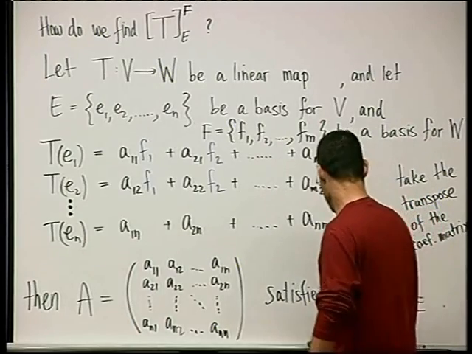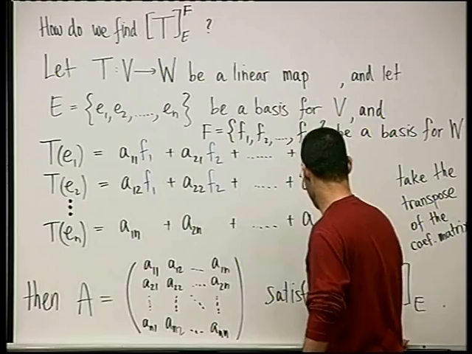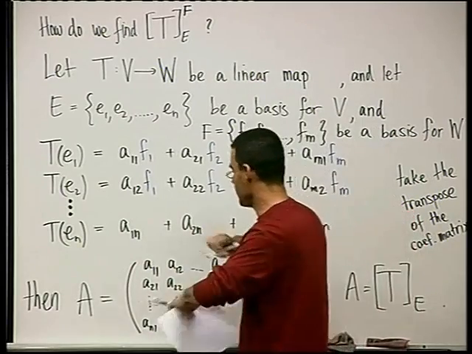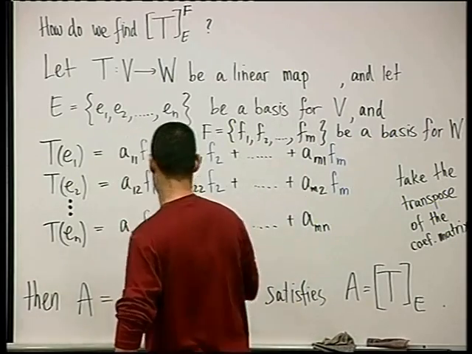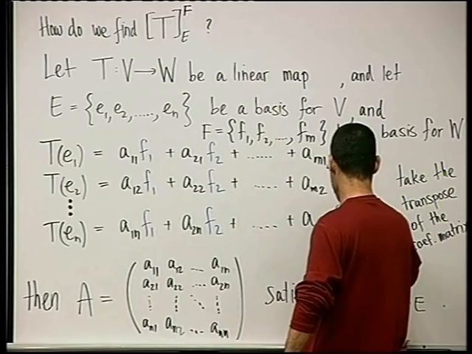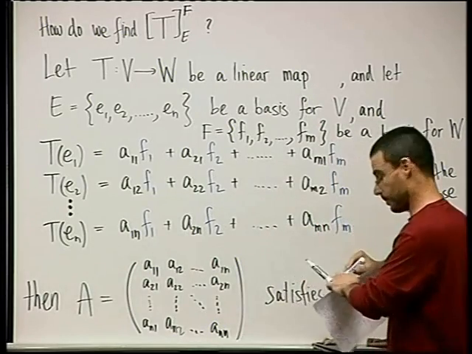Okay, so here it's going to end up at A_mn, and there's a dot, dot, dot. Here it's a_1n f_1, a_2n f_2, all the way up to a_mn f_m. Do you agree?